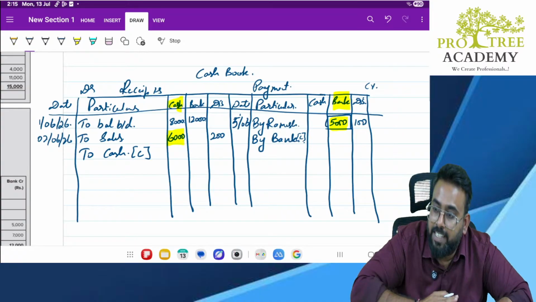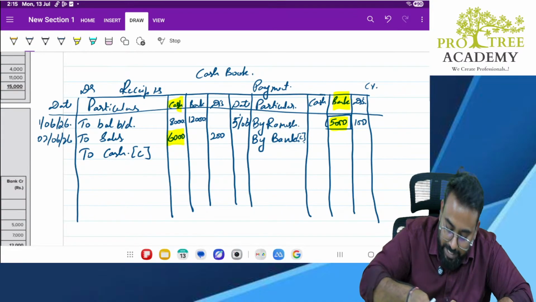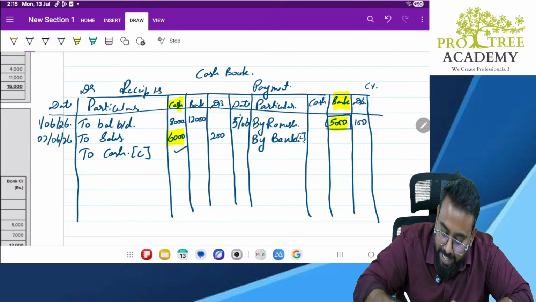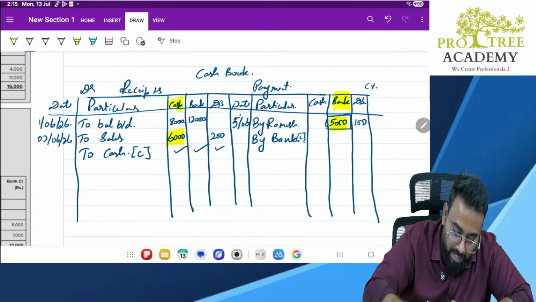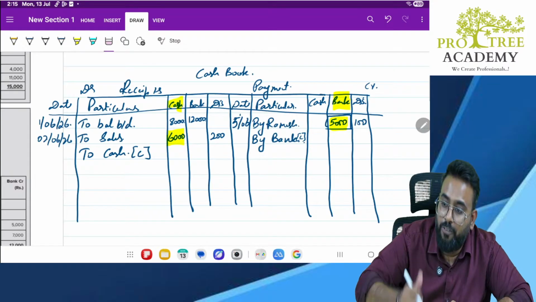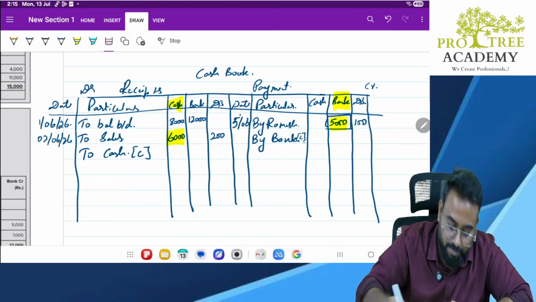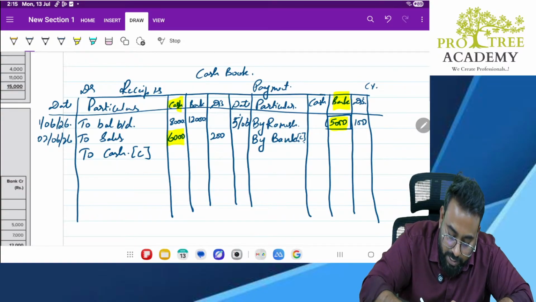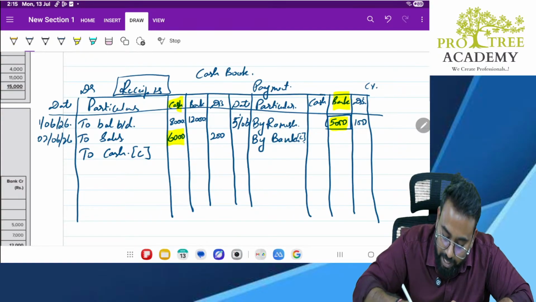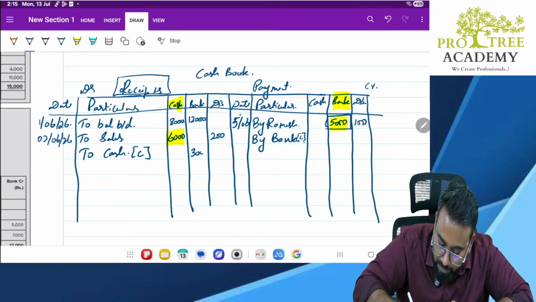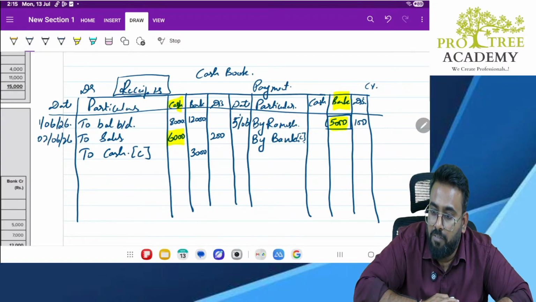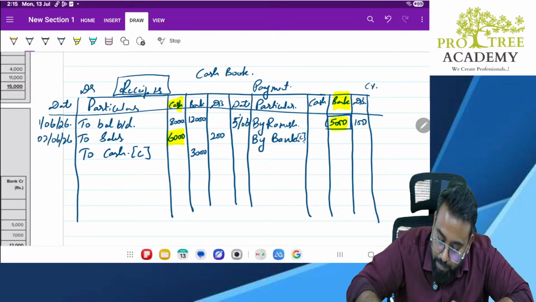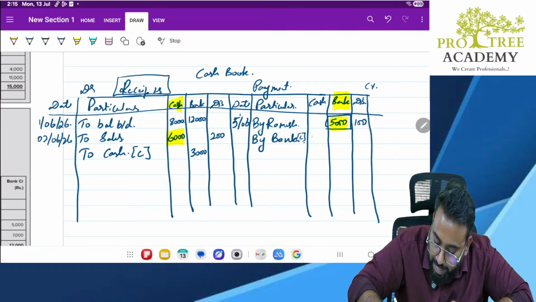Now, where will we write this? On the payments and receipts side, which column should I write in? Should I write it here? Now, I already explained where we are receiving the money. We are receiving the money in bank. So the receipt side is this side. Here we will write it in the bank column. Which payment is made by what media? Cash as a media. So we will write on the payment side, in the cash column.